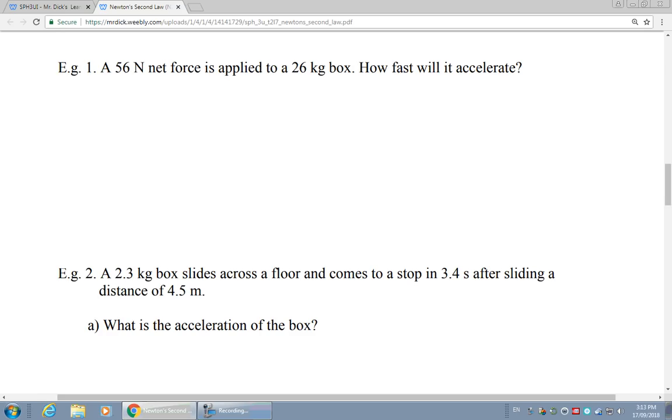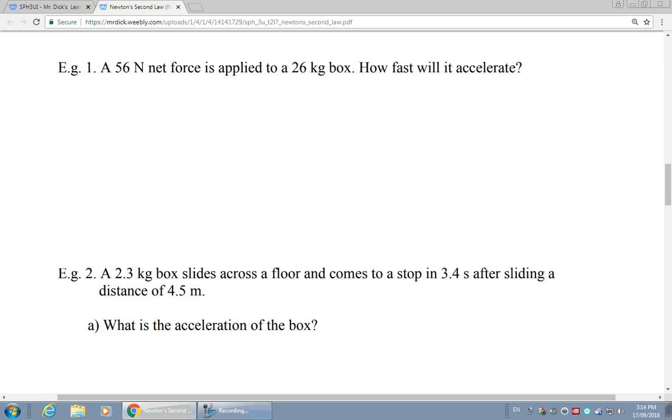Now, if we look at how we use this formula in an example, let's say we know that a 56 Newton net force is being applied to a 26 kilogram box. Well, we know that if a net force is being applied, it must be accelerating, so our follow-up question is just how fast is it accelerating?